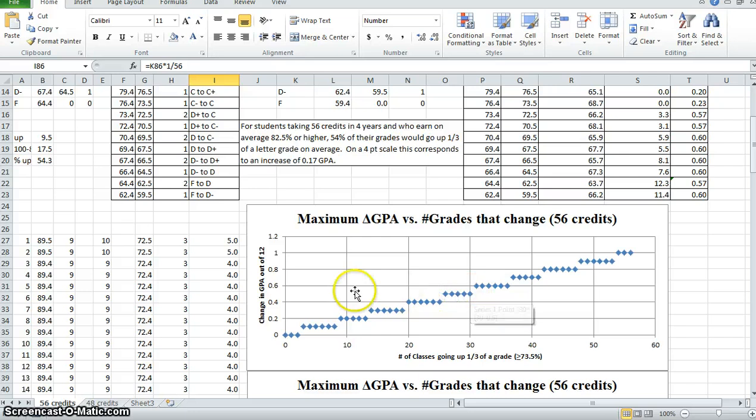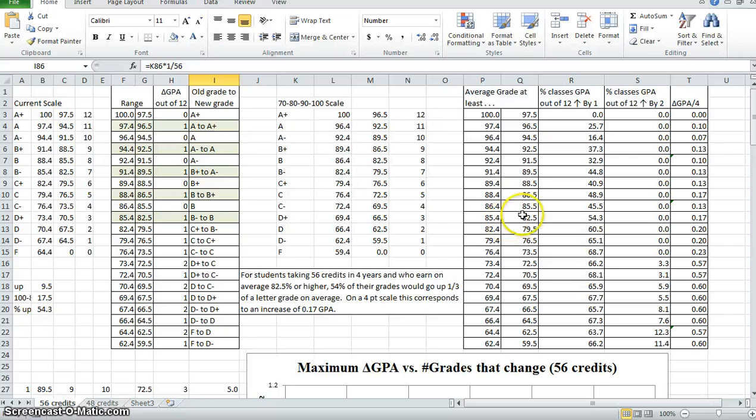So right here, 30 classes, that would be 0.5 out of 12. So for the 82.5%, that would be 0.5 out of 12. Well, if we go to a 4-point scale, you would divide by 3. So 0.5 divided by 3 gives me 0.17. So that's how I get that 0.17. So here I broke it down for all the different categories.